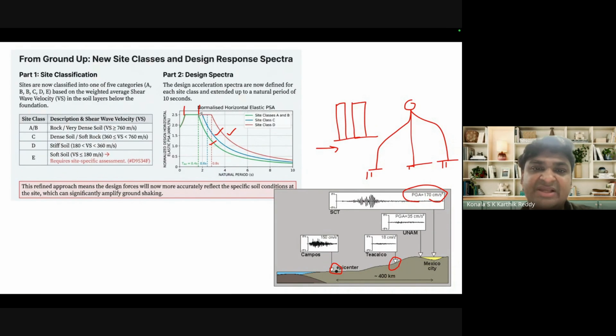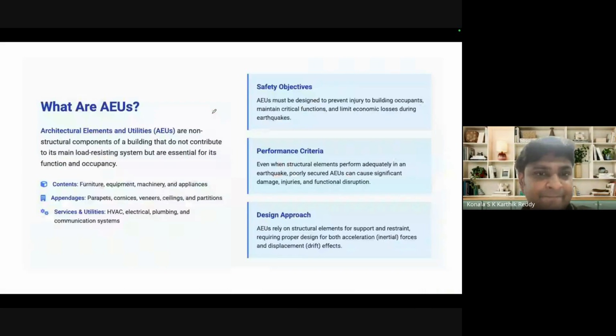So the site classification has helped us to broaden this. See, a very soft soil is going to influence even low-rise buildings as well as moderate-rise buildings also. That's why we have that bulge in that particular curve after reaching the plateau region. So this is one nice emphasis which has been made in the recent code, as I said to you.